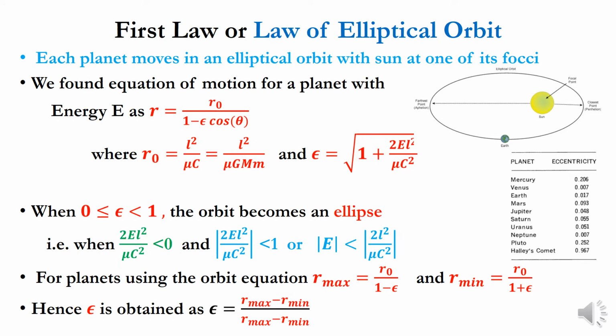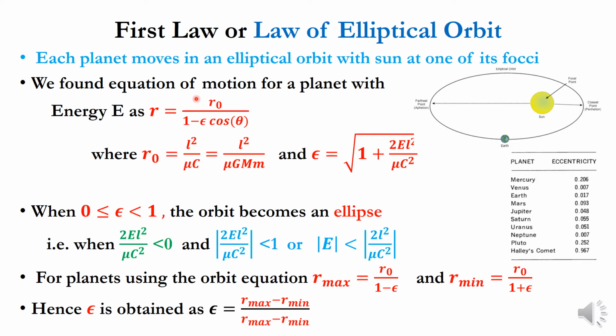What is first law of Kepler? Also known as law of elliptical orbit. The statement is each planet moves in an elliptical orbit with Sun at one of its foci. That is, if this is the orbit of the planet like Earth, then the Sun will be at one of its focus, that is at this focus or at this focus.